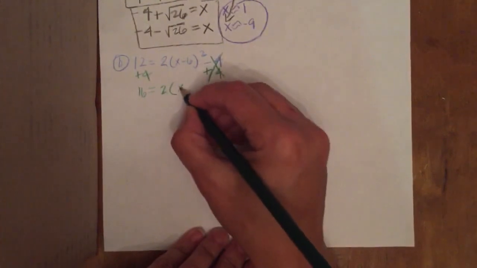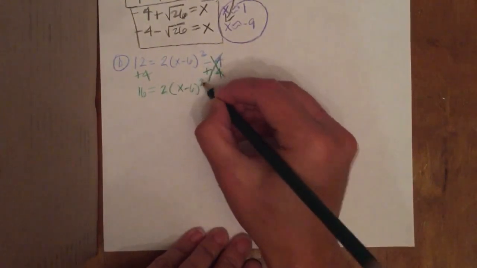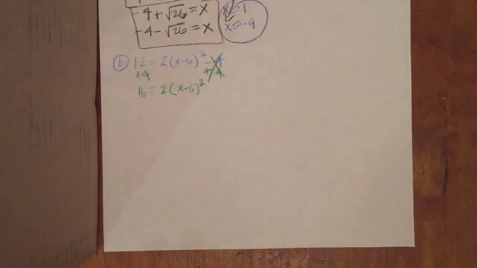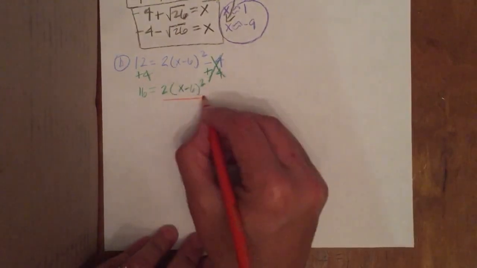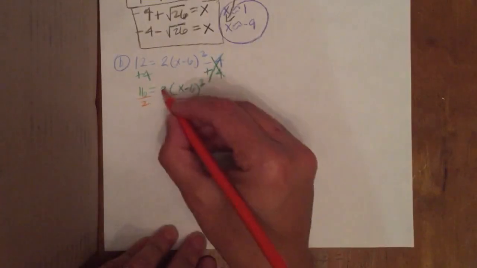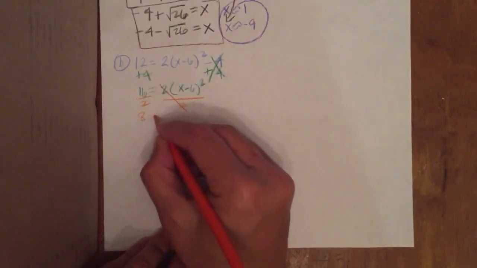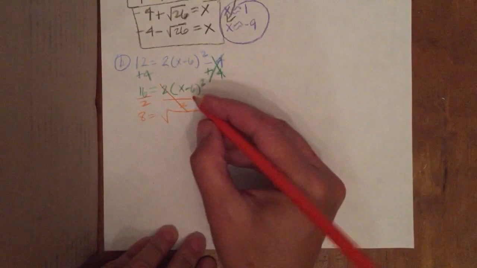So 16 equals 2 times (x minus 6) squared. Now we have to take an extra step in this one that we didn't have to take in the other one. You've got a 2 here. So I've got to divide both sides by 2. So that's going to give me 8 equals square root, oops, sorry.